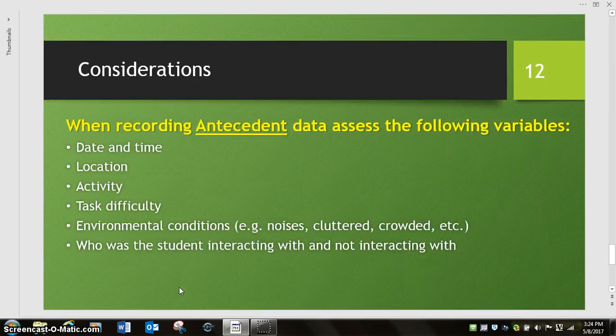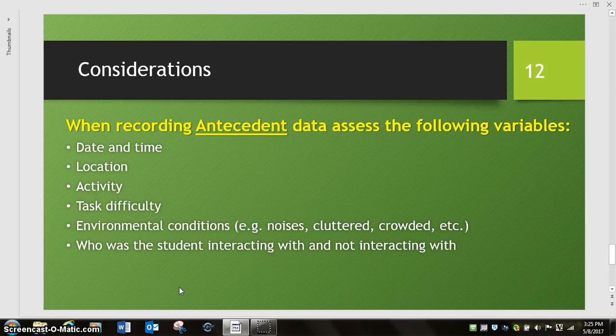Okay, so as we finally move into some considerations, this is just a summary, highlighting some key points from the video you just watched. When recording antecedent data, if you're having a hard time finding things that are directly triggering the behavior, think about the date and time, the location, the activity, task difficulties, environmental conditions, and who the student was interacting with and not interacting with, and include some of that information on your data charts.